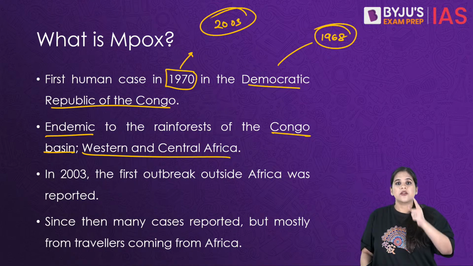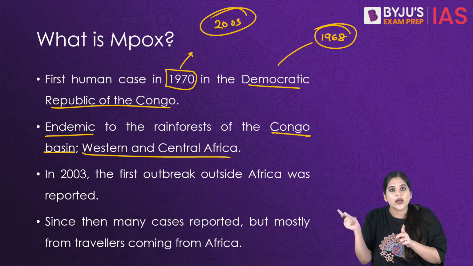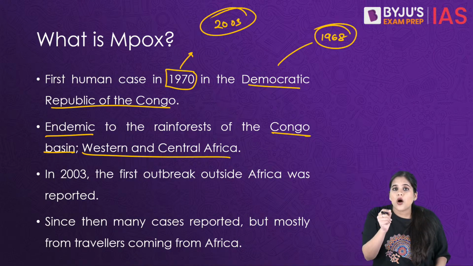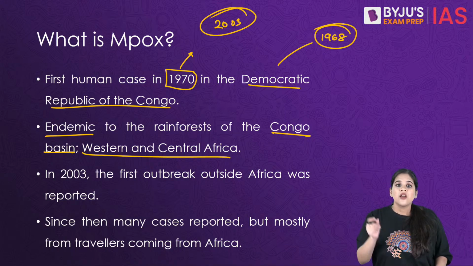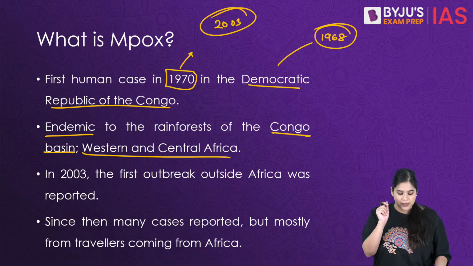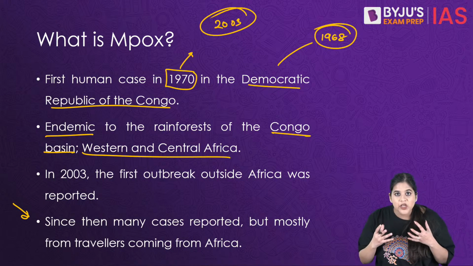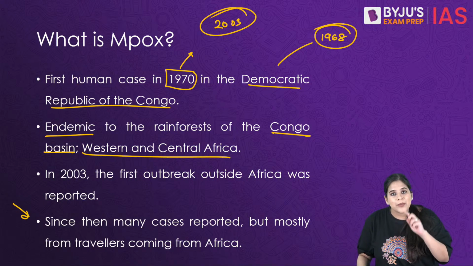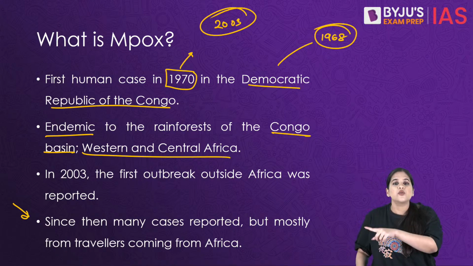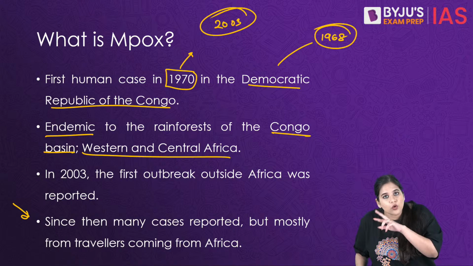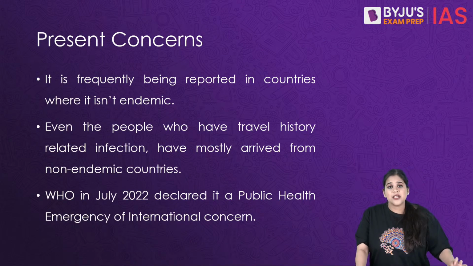Now, this person got the disease from his pet prairie dog, which was transferred from Ghana to the USA, and this dog was traveling along with pouched rats and dormice, which are natural hosts of this disease. Since then, many outbreaks have been reported all across the world, but mainly the outbreaks are a result of travel. If someone has traveled to the endemic countries and gone back, it was mostly those people who were getting this disease. Now, presently, what is happening?